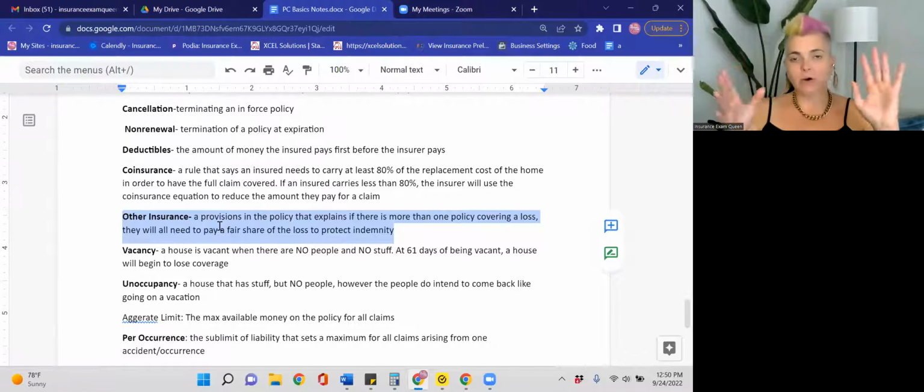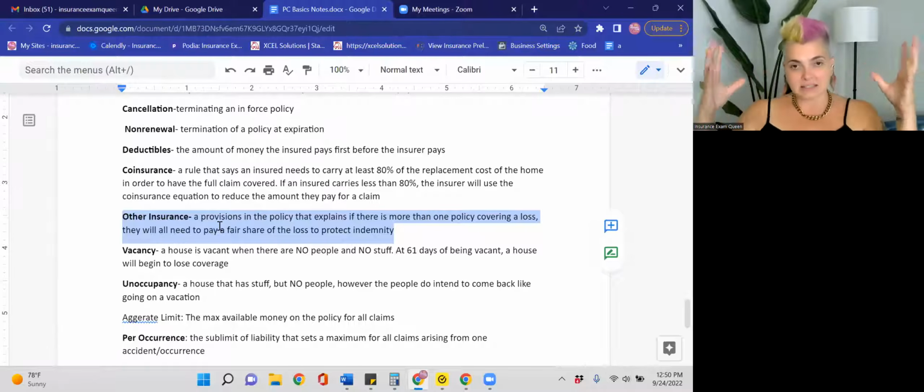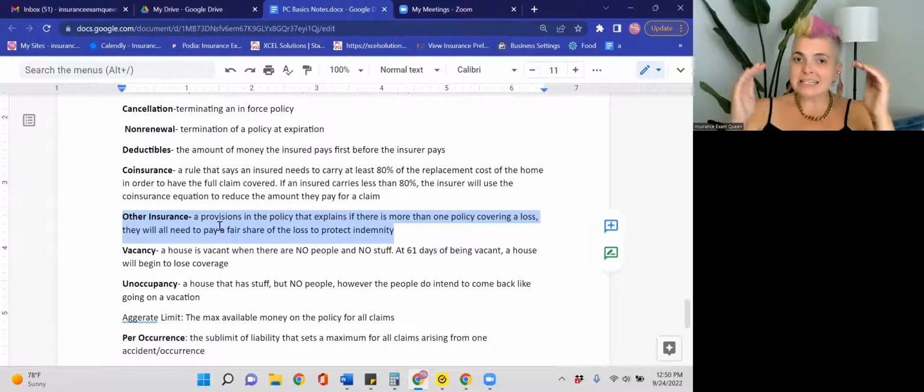But pro rata is not always a big math question. I have a YouTube video on it if you want to go see how to do the math. But other insurance is the rule that says if there is another policy covering the same structure, each of them will pay a fair share in proportion to the loss. And the reason that we have the other insurance provision is to protect indemnity. We want to protect indemnity, which says you are not supposed to gain, you are only supposed to be restored.